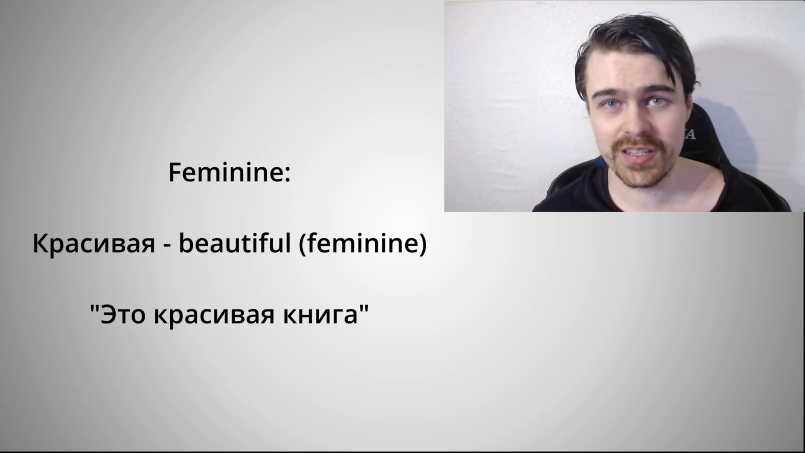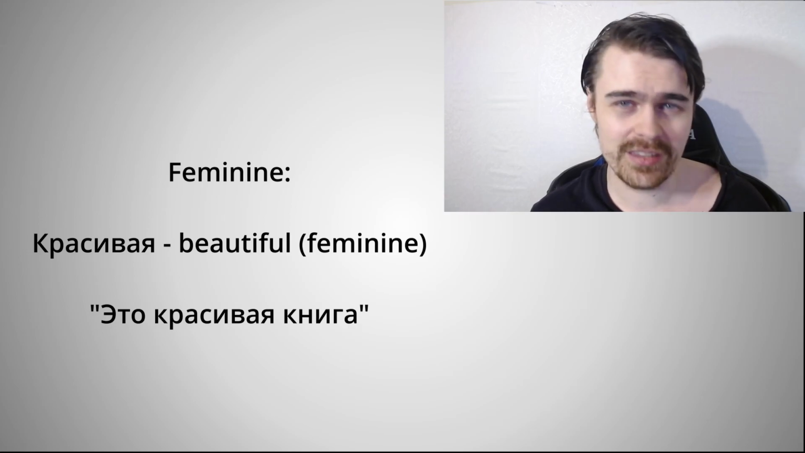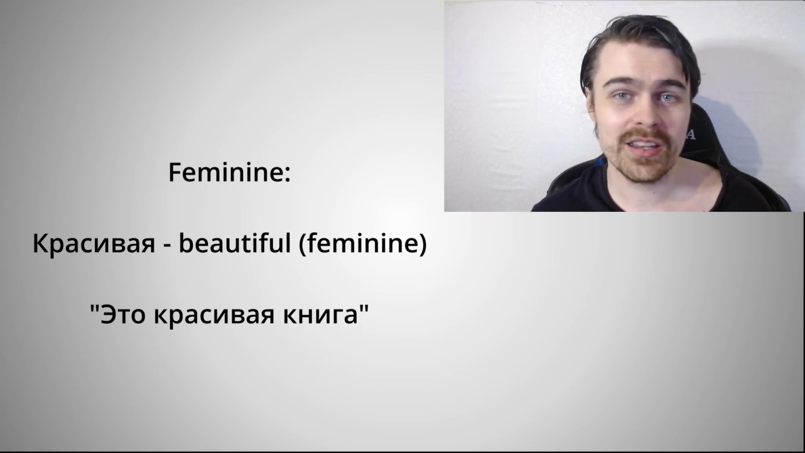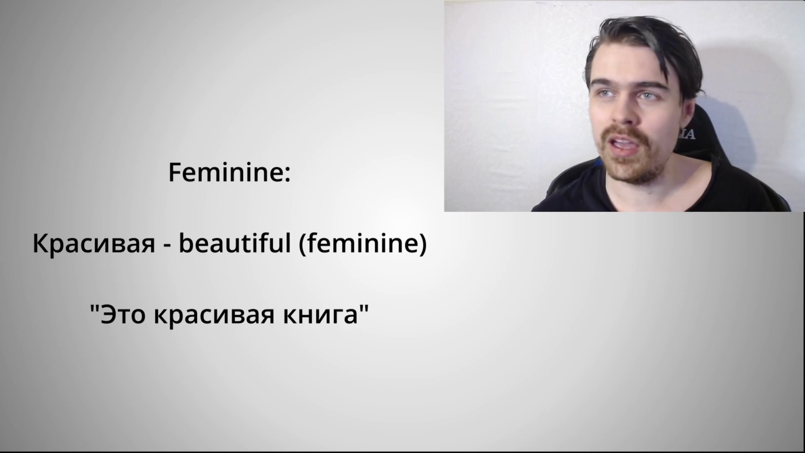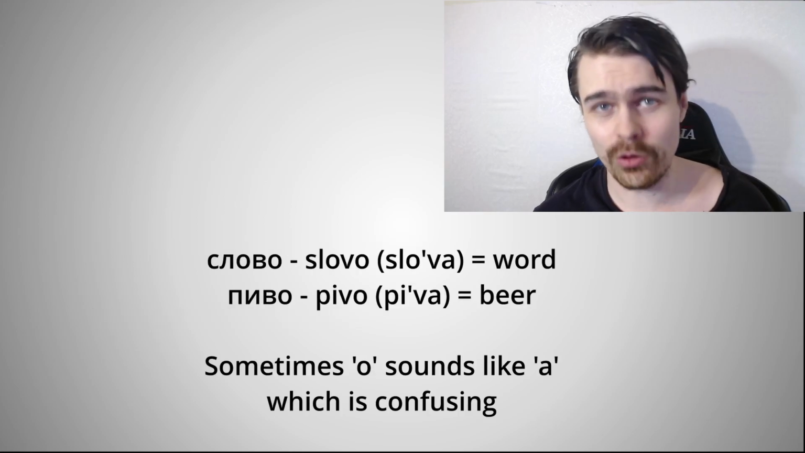Next we have book. Book is feminine. Книга. It ends in an A, so it's feminine. So you say красивая книга. Then we have, for example, the word слово.